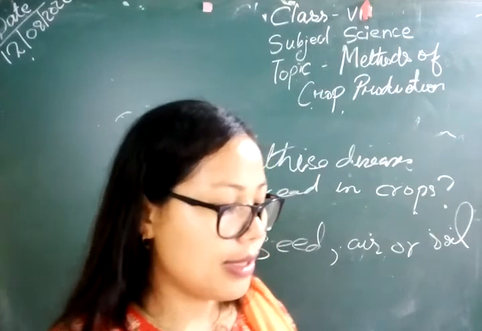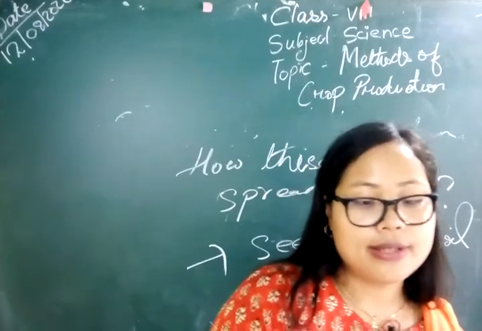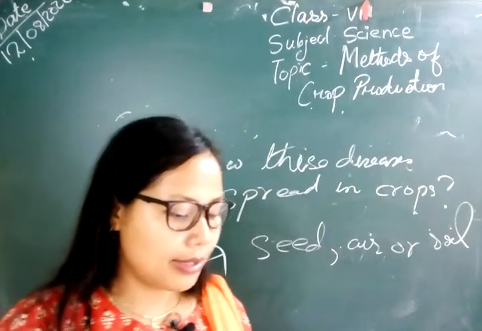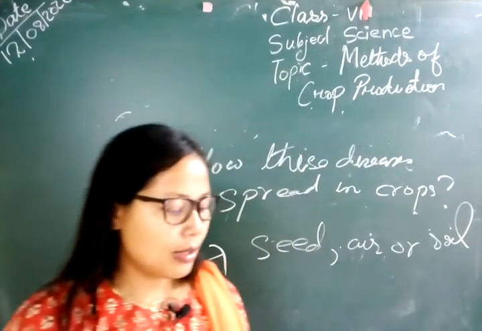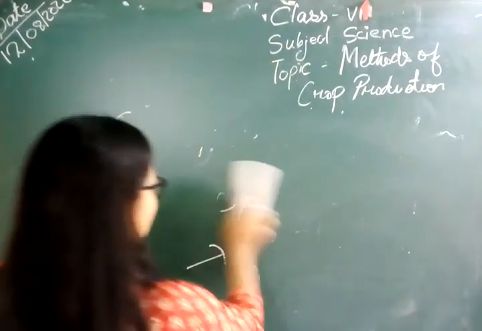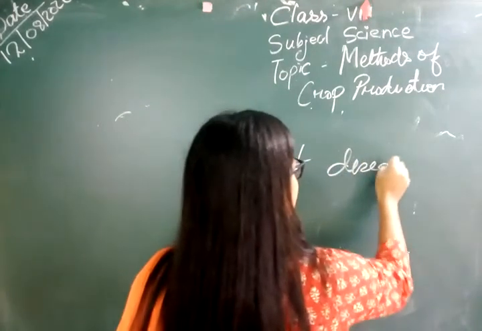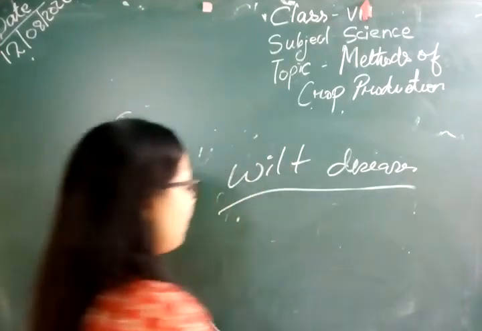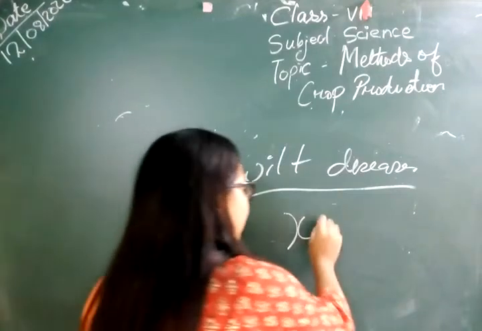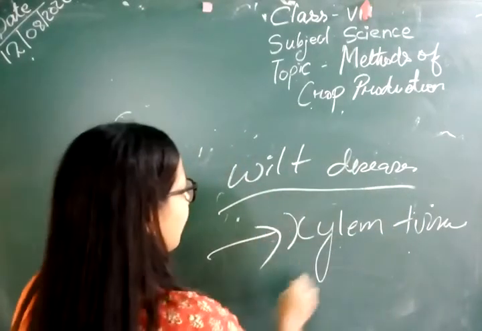So examples of plant diseases are, okay, follow me with the text. Rust and smut are fungal diseases of wheat, blight of potato, and wilt is a disease caused by a bacterium. So here we will discuss wilt disease. What happens in wilt disease of plants? This bacteria attacks the xylem tissue.